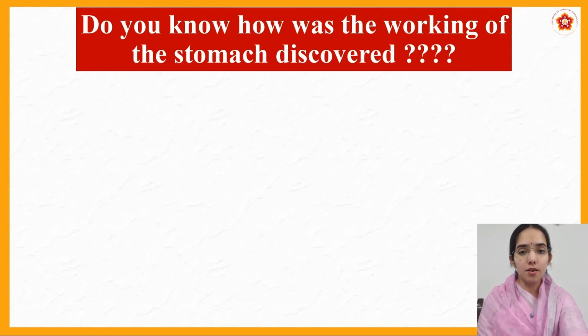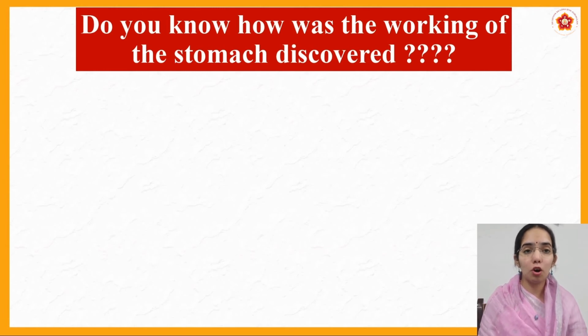Now moving ahead, do you know how the working of the stomach was discovered? So what happened? Once there was a man and he was shot by a bullet. The bullet hit his abdominal wall and the stomach area, which caused a hole in his stomach. The bullet passed through his stomach, so there was a hole in his stomach. So that man went to a doctor.